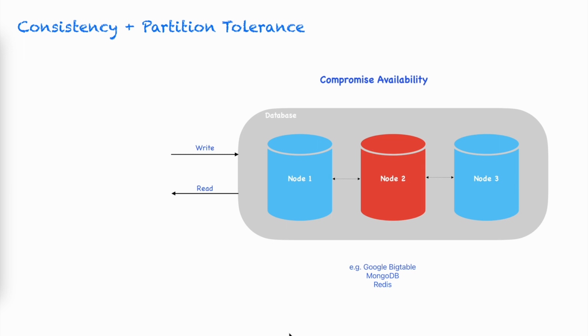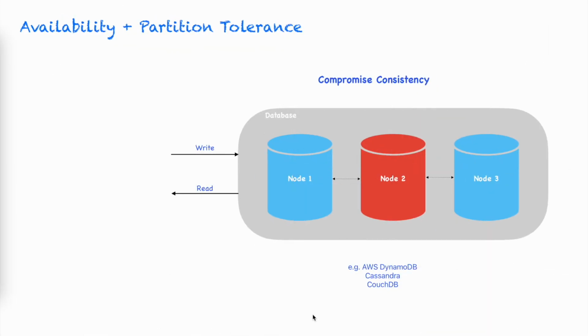The most common examples where this kind of pattern is used are MongoDB, Redis, and Bigtable. Consistency and partition tolerance is used in systems where consistency is the most critical requirement, so mostly the financial databases use this kind of pattern.